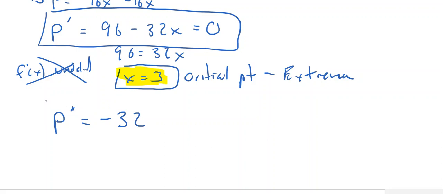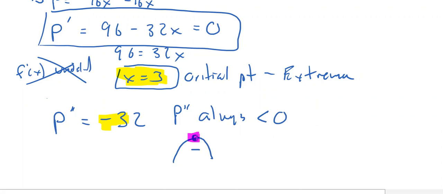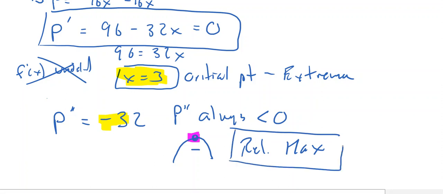So what we learned in a previous lesson is that if this is constant and it's always negative, so p double prime is always less than 0. That means that this is always going to be concave down, which means that we have a relative maximum. So the point is a relative max, which is what we're looking for. So you're wondering why we were spending so much time looking for relative maximums and relative minimums. It's for optimization problems.